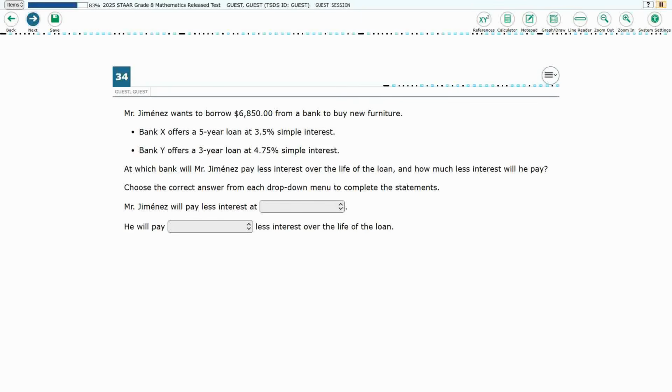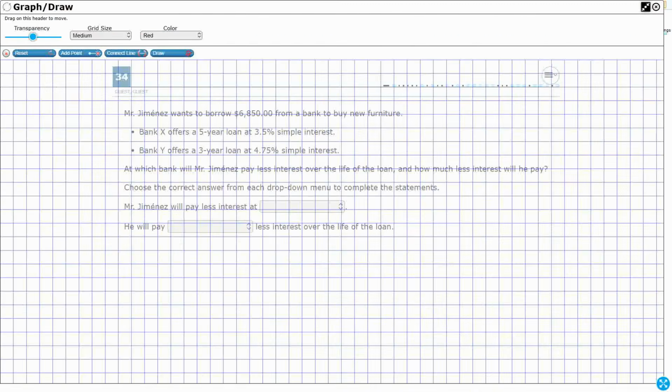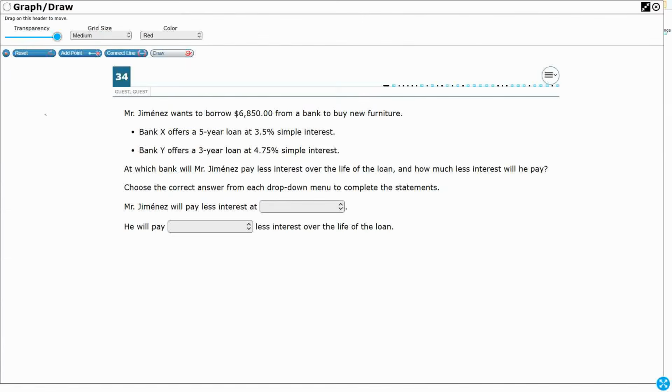For number 34, we are looking at comparing simple interest. This is 8.12a, and we have an inline choice, so this is a 2-point problem. We want to borrow $6,850, and we've got simple interest. How much less interest will he pay between these two?